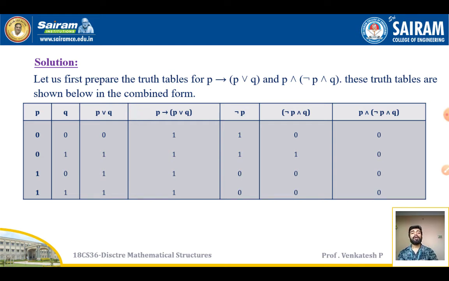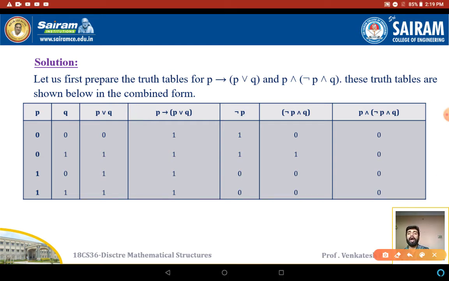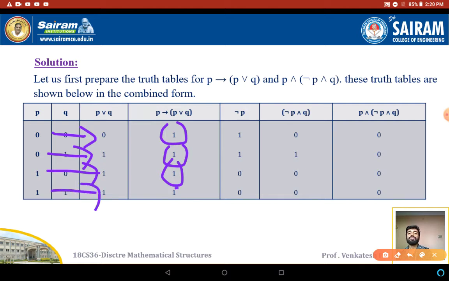After applying the logical connective implies in between P as well as P or Q, we'll see what we get. 0 implies 0 is a true statement, so I'm giving the value 1 here. Again, 0 implies 1, that is true. 1 implies 1, it is true. 1 implies 1, it is true. So the truth values of the first compound proposition are true in all the cases. Hence we can conclude this compound proposition P implies P or Q is a tautology.